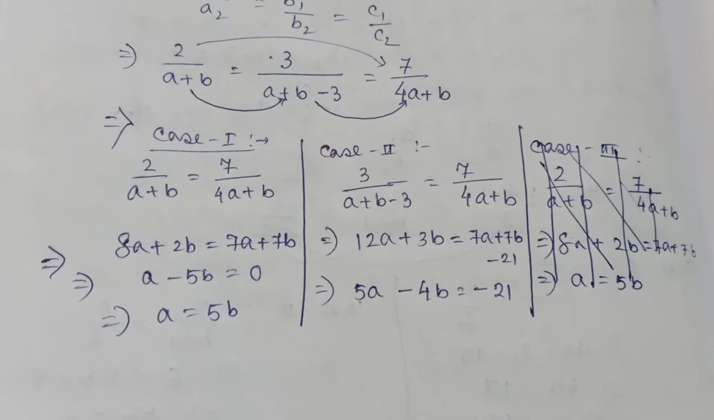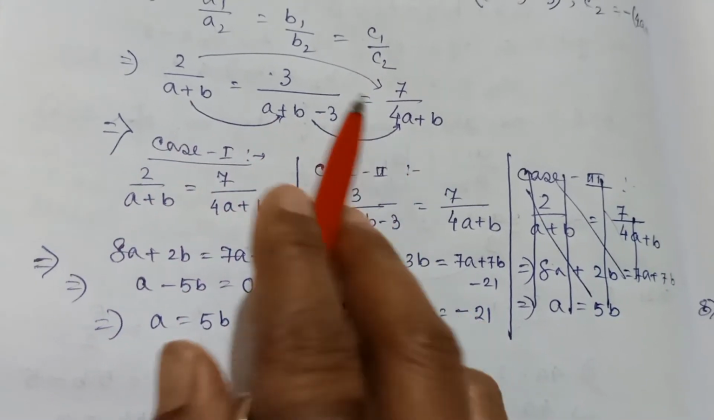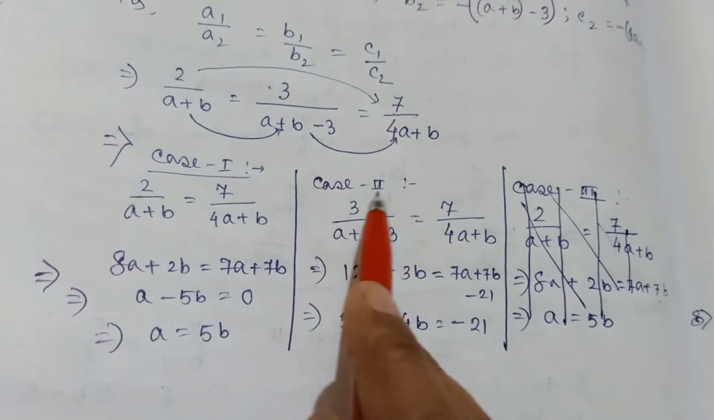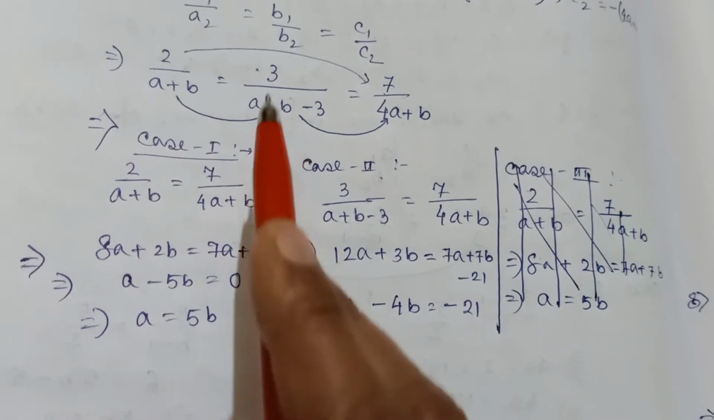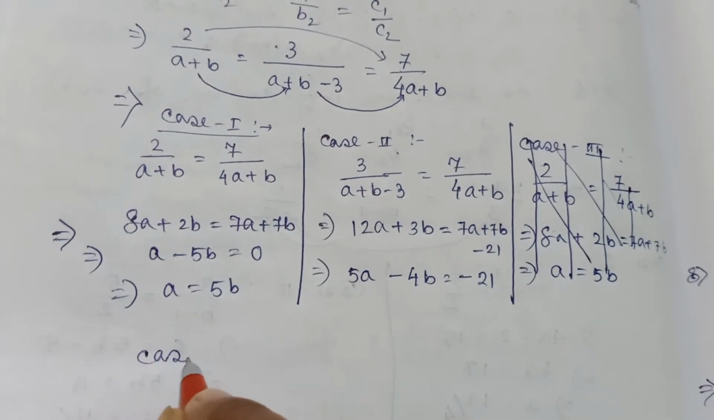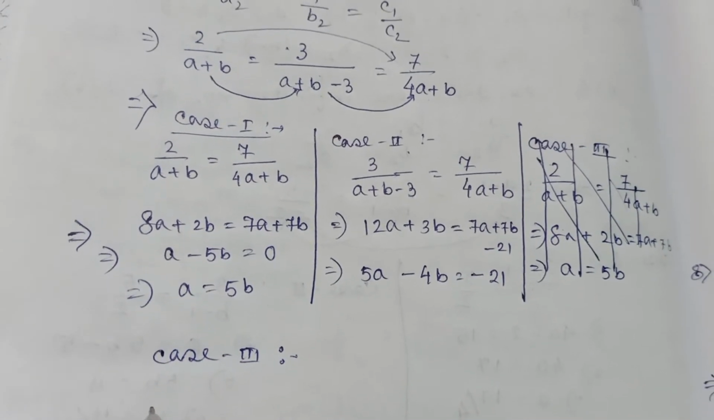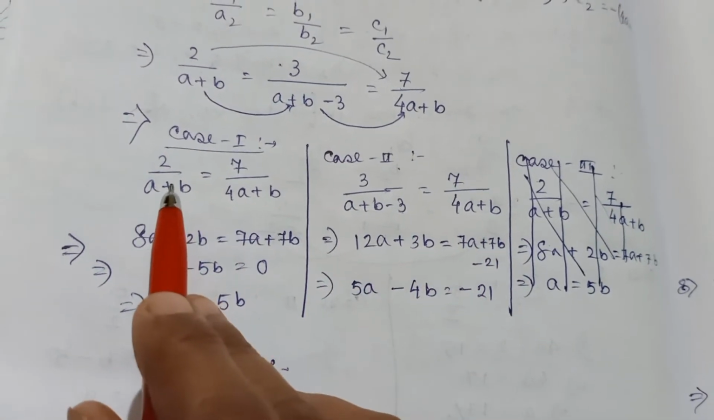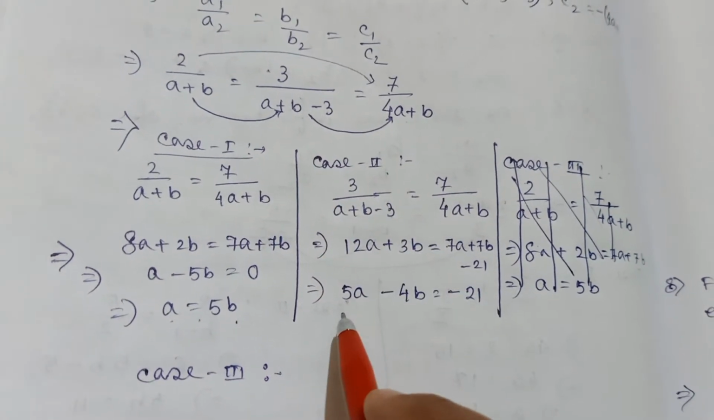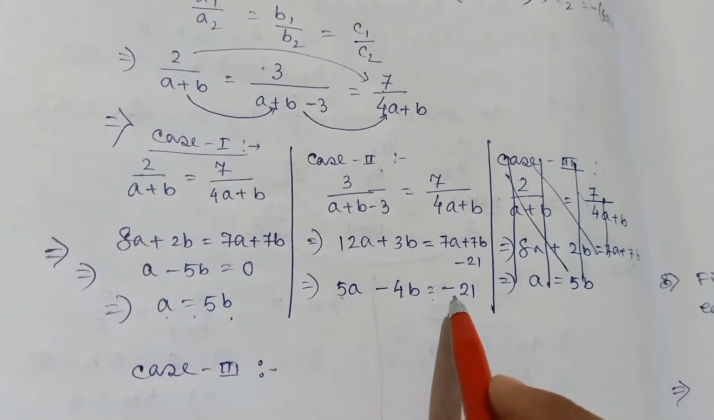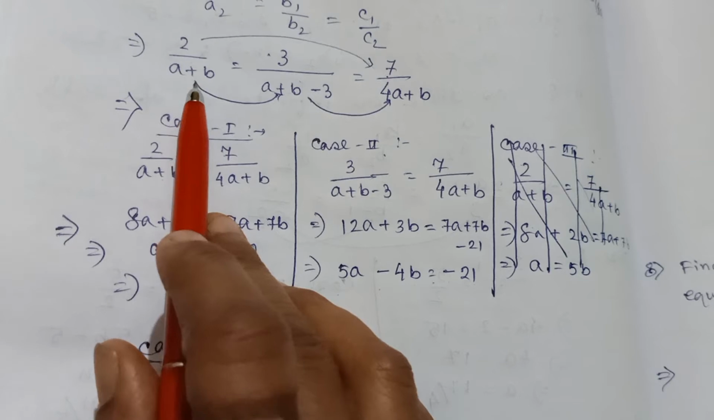So the cases can be taken like case 1, that is first and third, this one. Case 2, second and third, and case 3, first and second. So case 3 I am writing over here. Case 1 and 2's calculation I have already done. You just check it out once. From case 1 we have got a equals 5b. From case 2 we have got 5a minus 4b equals minus 21.